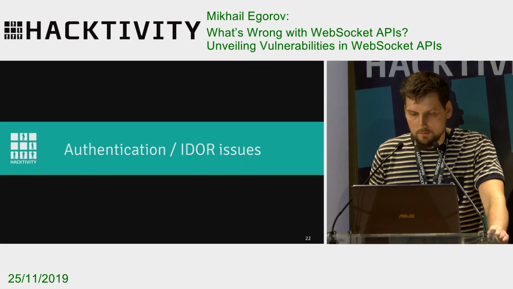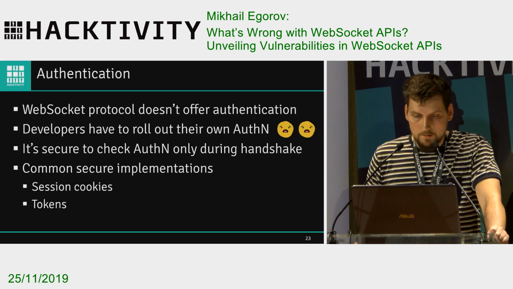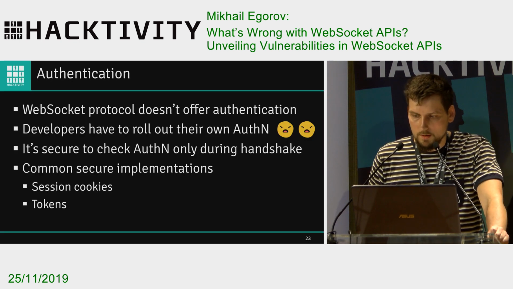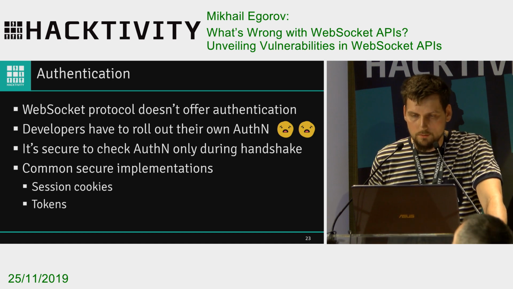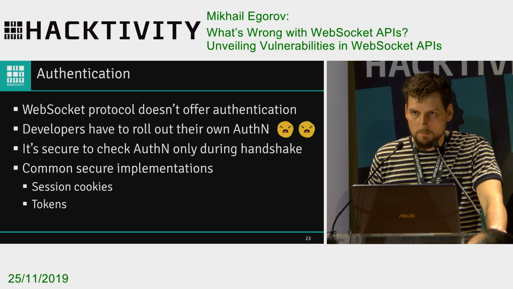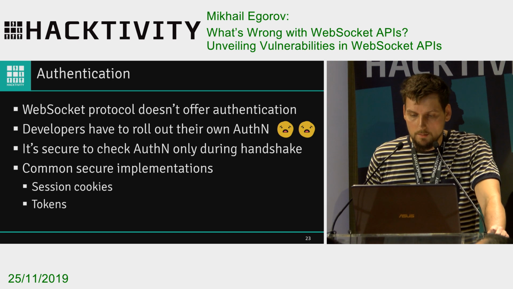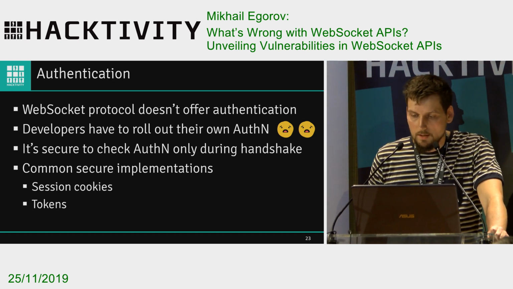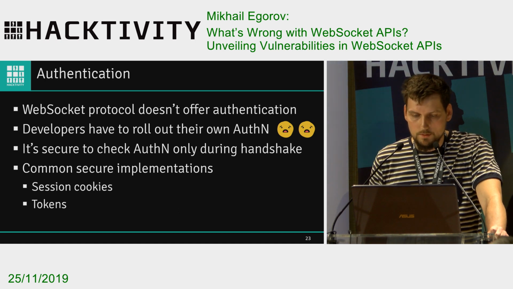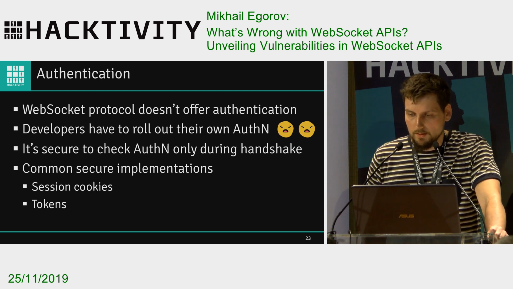Let's switch to authentication related issues and insecure direct object reference vulnerabilities. As we know, WebSocket protocol does not offer any authentication mechanisms, and developers have to implement authentication on their own, and sometimes they forgot to implement authentication at all, or roll out broken implementations. I want to point out that it's rather secure to check authentication only during a handshake step, because WebSocket protocol is stateful. You don't need to include authentication tokens in each message client sends to the server. And common secure variants of authentication are using session cookies or some form of authentication tokens.